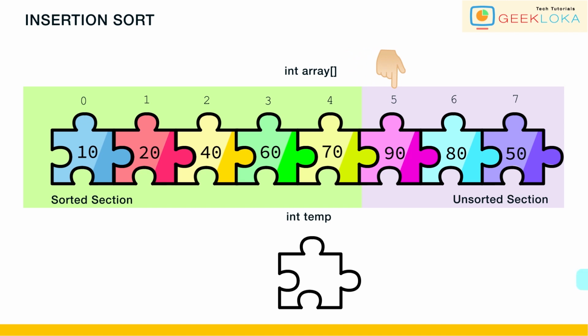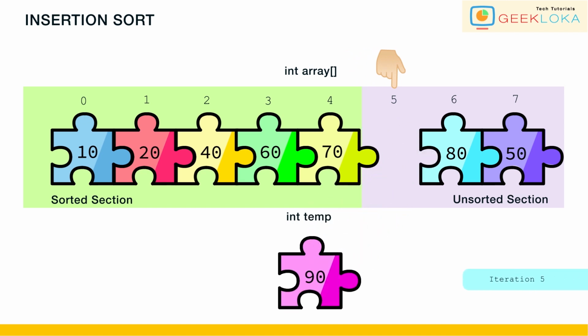Next, we look at 90. Since 90 is larger than all the elements in the sorted section, it remains in its position. The sorted part now is 10, 20, 40, 60, 70, and 90.